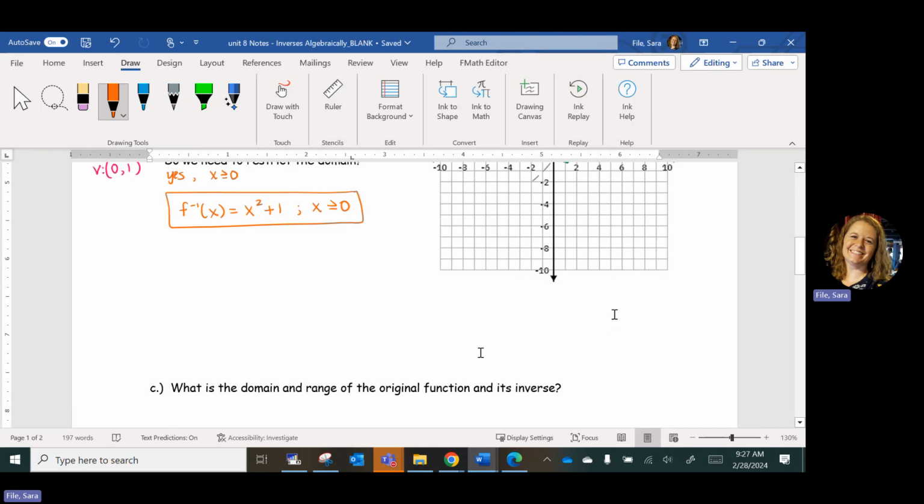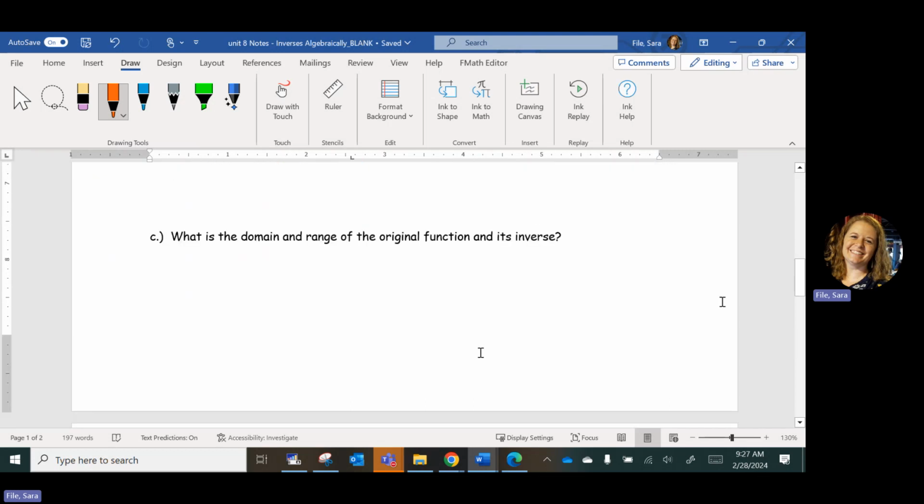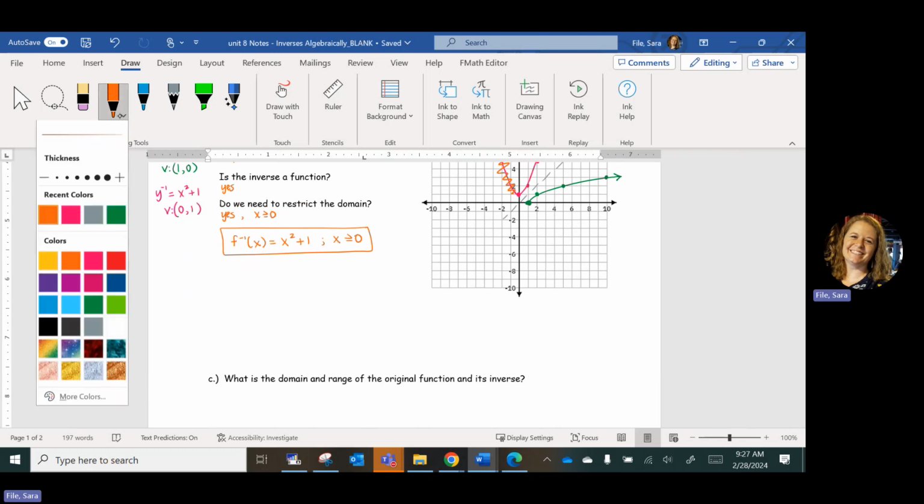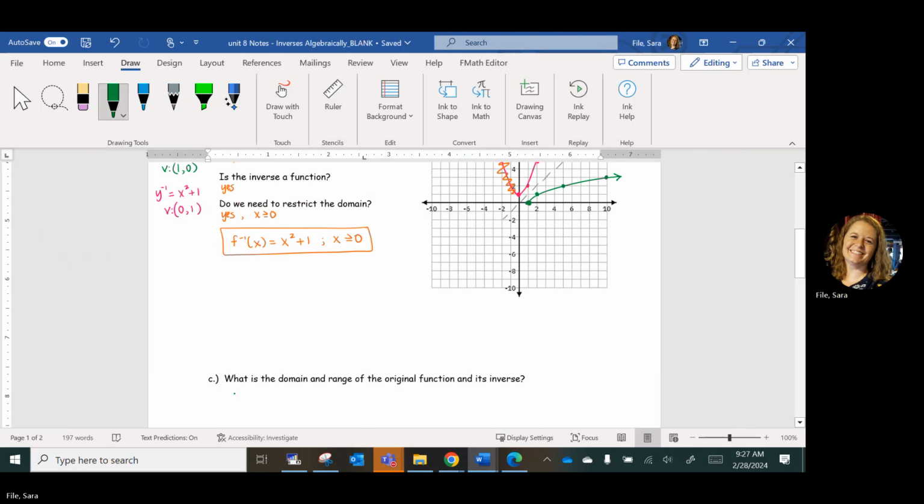Okay, and then C asks, what is the domain and range of the original and its inverse? So again, let me zoom out a little so we can see the graph. So I'll do the original in green, the domain of the original function, left to right, so that was at 1, so 1 to infinity. So x is greater than or equal to 1. And the range, how low? 0. So it was y is greater than or equal to 0.